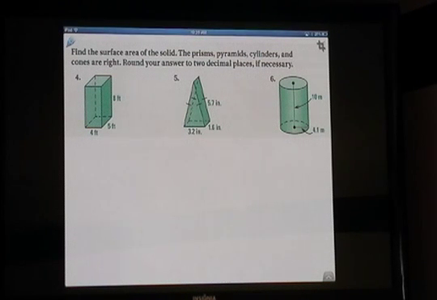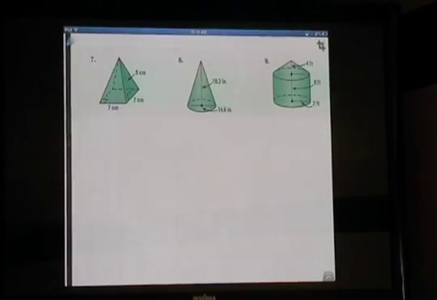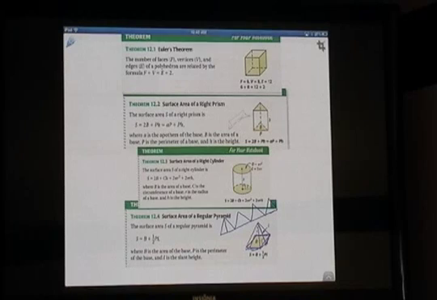It says to find the surface area of the solid. Prisms, pyramids, cylinders, and cones are all right. That means they're straight up and down. Okay, looking at our theorem list, we're going to start with the surface area of a prism.